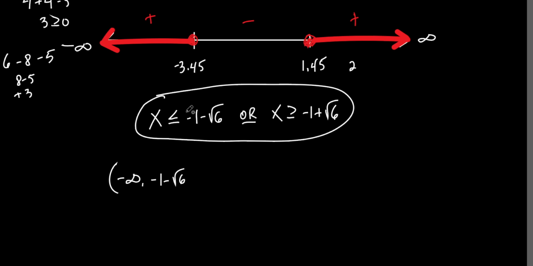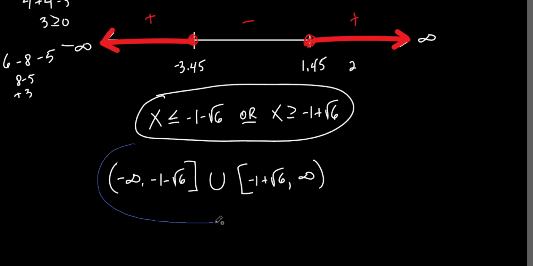Is it closed or open? It's closed. So what kind of symbol do we put here? A bracket. And then what we put is a weird thing in between. What is that? A U for union. And then what do we do here? Now we're starting here. So what kind of end? It's a bracket. And what's that number? Negative 1 plus square root of 6. And that goes all the way to where? Positive infinity. Good. So either one of these would be fine.